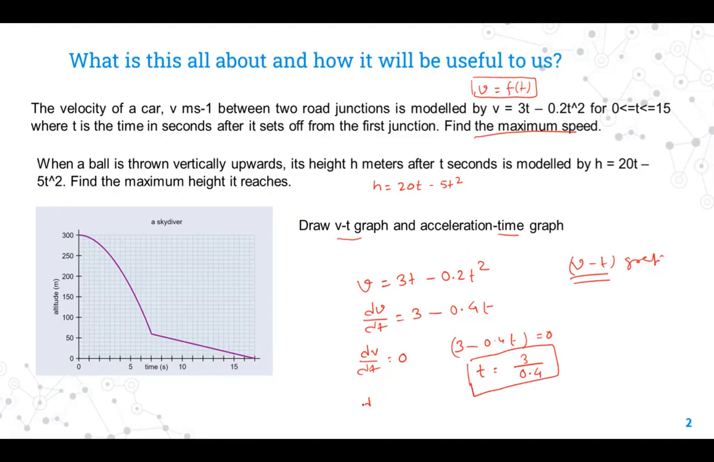So let's again differentiate. The d2v by dt square is nothing but 0 minus 0.4, which is less than 0. So definitely it's a maximum point. So you just put the value of t back into the velocity. This point of time is the point of maxima. Just put the value and you can get the value of maximum velocity.